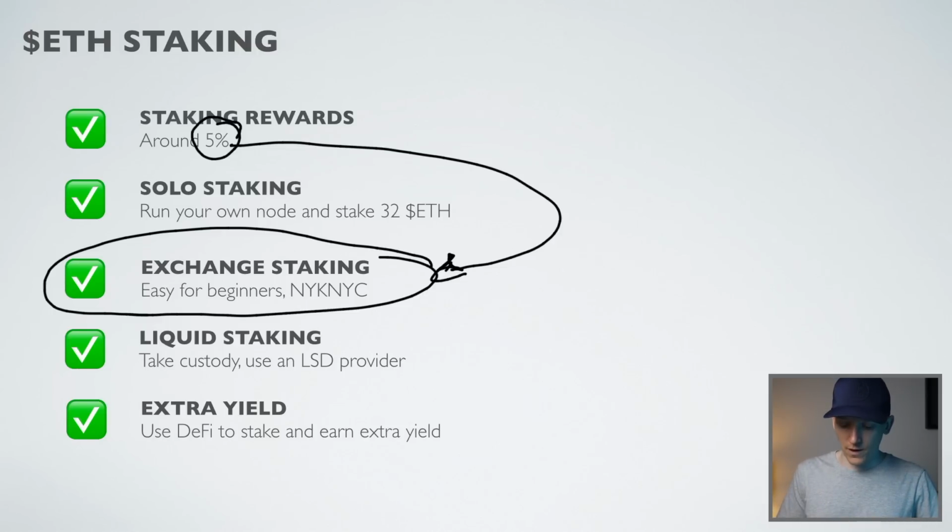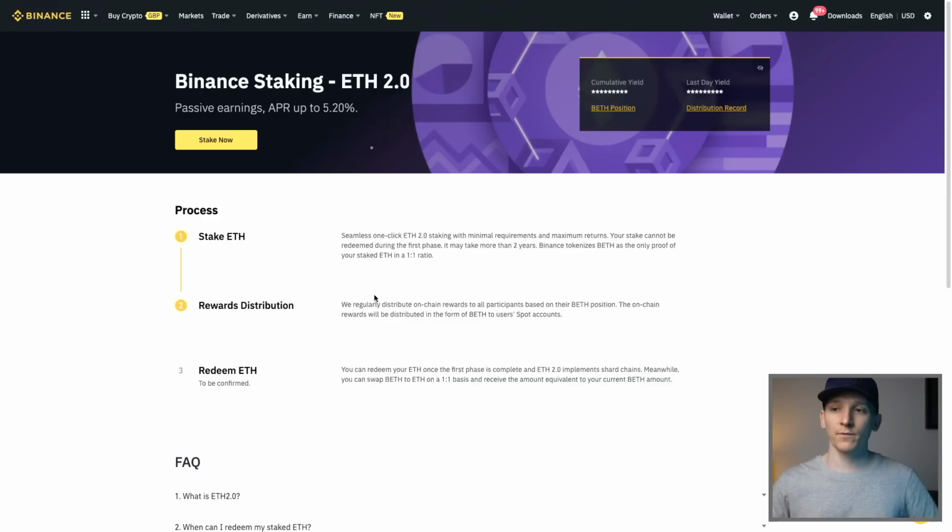The downside of using an exchange is not your keys, not your crypto, right? If the exchange gets hacked or anything, then that could be an issue. But I'm just going to show you very quickly how most people do this on Binance.